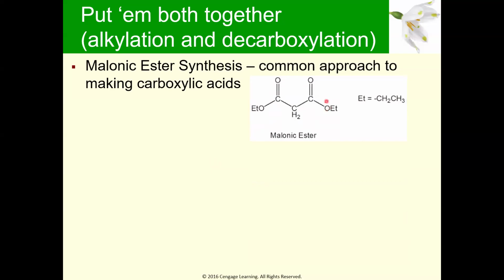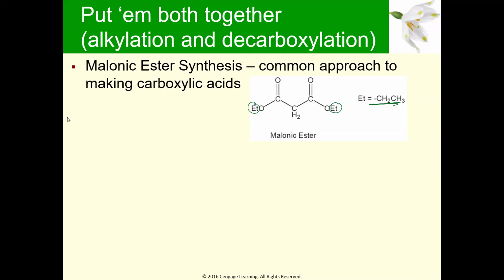One thing that is variable is this part of the molecule. In this case, it's an ethyl group, but it doesn't have to be. It would still be considered a malonic ester, but it typically is. I think this one is just easy to produce, and it's stable, so this is the most common one to use.